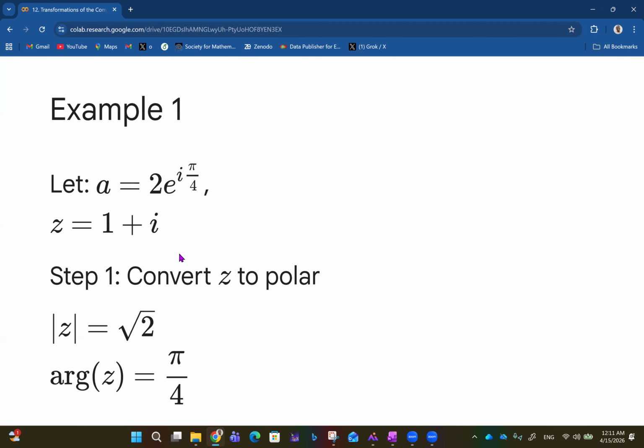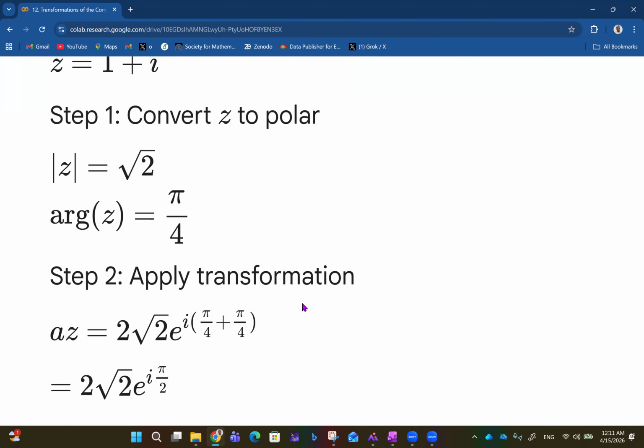So the absolute value of Z now is the square root of 1 squared plus 1 squared. That's square root of 2 easily. Then the argument of Z, theta, is arctan of 1 over 1, which is pi over 4, right? So that's 45 degrees. And with that in place, then you can apply the transformation.